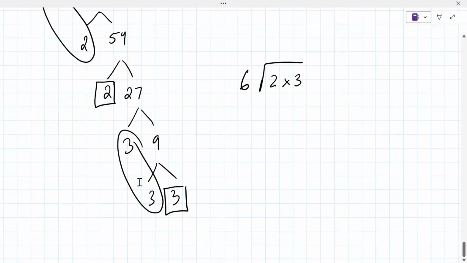I had 3 3s. I can pair up 2 of them. That other one's got to go on the inside here. So what does this become? 6. Square root of 6. Okay. I know this is maybe, well, I don't know, my perception is this is kind of painful, but we can do this. Like this is not impossible.